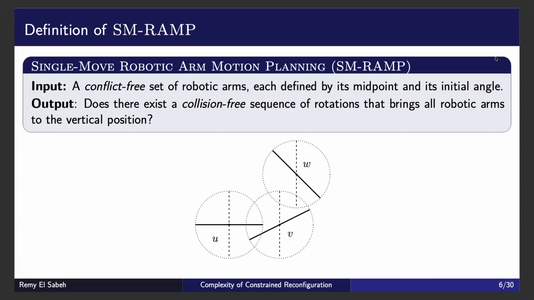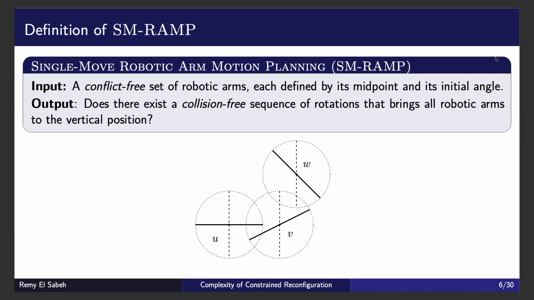So the problem is single move robotic arm motion planning. So for your input, you're given a set of robotic arms that are pairwise non-intersecting. That's what we call a conflict-free set of robotic arms. And for your output, we're looking at a sequence of rotations that makes everything vertical without causing any collisions. And that would be a collision-free sequence of rotations.